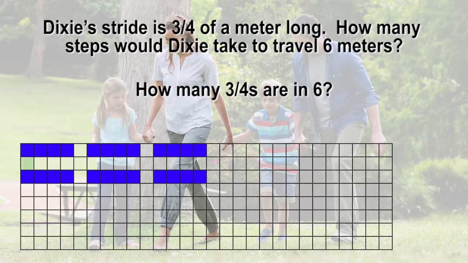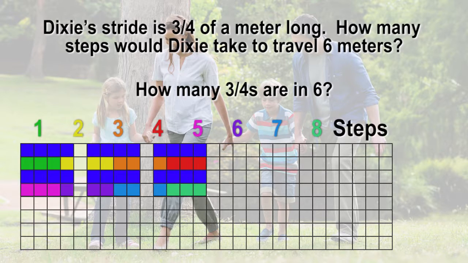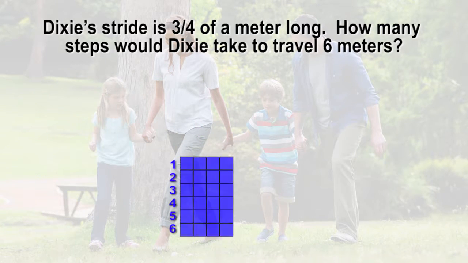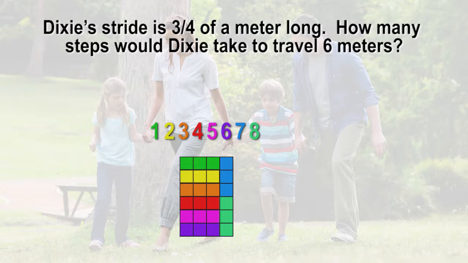Then, what would be the value of the green square? Yes, 1/4 of a meter. There will need to be 3 green squares to represent 3/4 of a meter. It can be represented in different colors to help us see the sections of 3/4. There are 8 steps that Dixie needs to take to walk 6 meters. Another way to draw the modeling that was done is to mark off 6 meters, then color in each 3/4 meters in a different color.